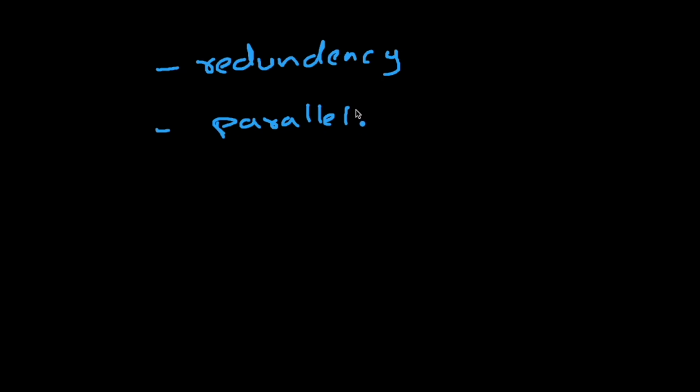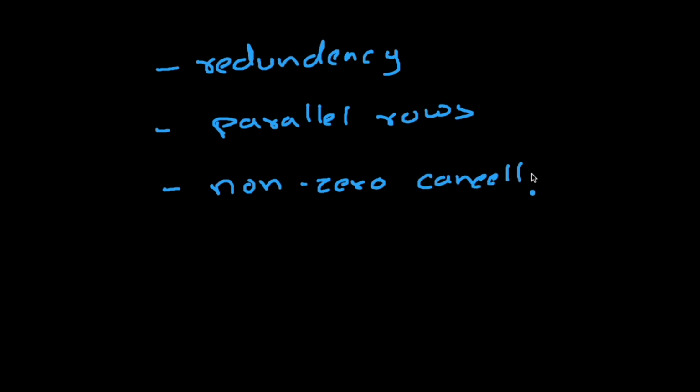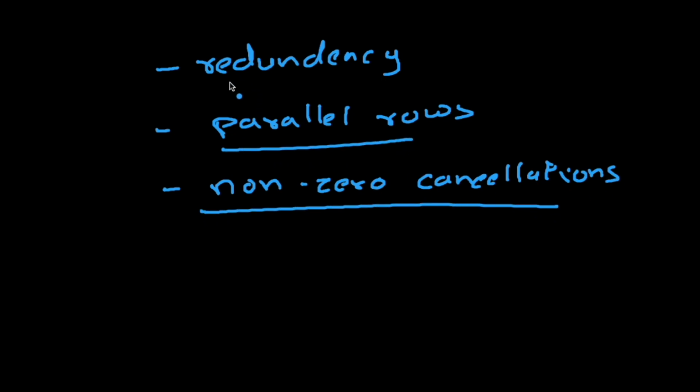Okay, so this has been a pretty long video and we discussed a few things, right? We discussed presolve reductions that look at multiple constraints at a time. We talked about redundancy, we talked about parallel rows and nearly parallel rows, and we talked about non-zero cancellations. So we discussed all these three parts in this video.